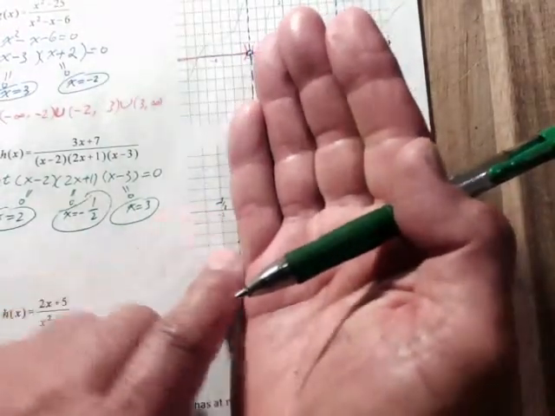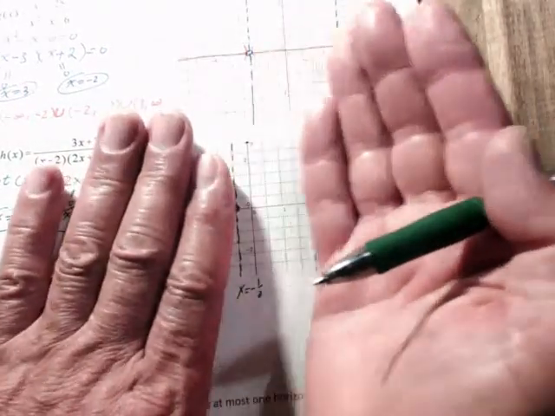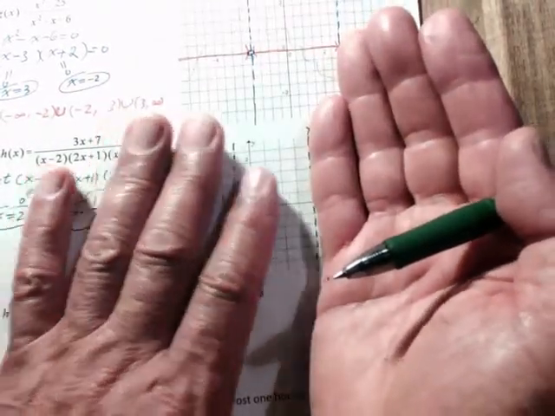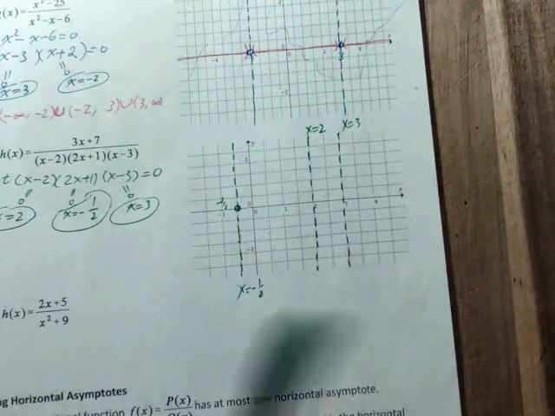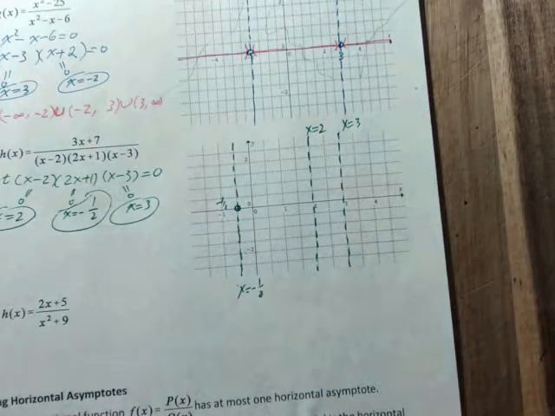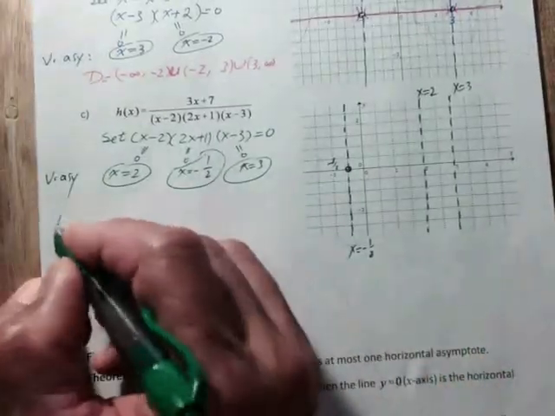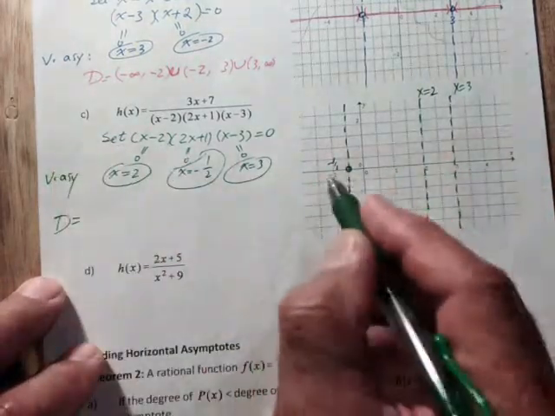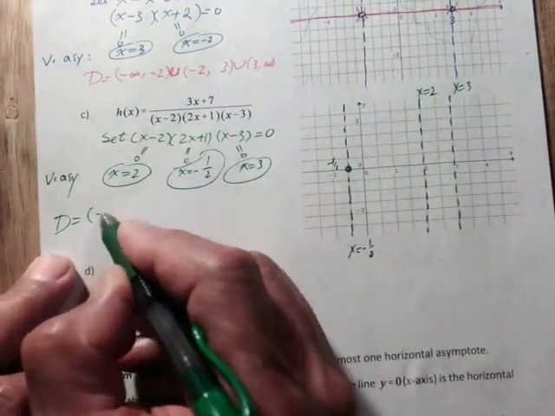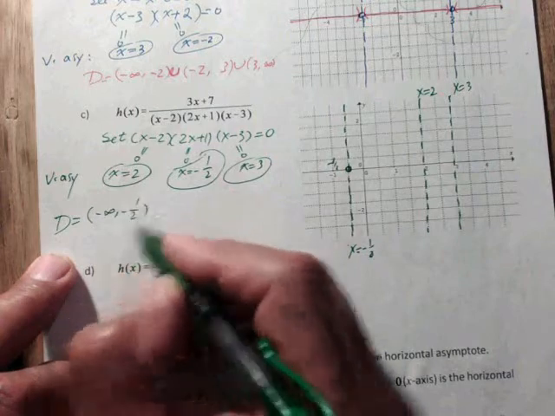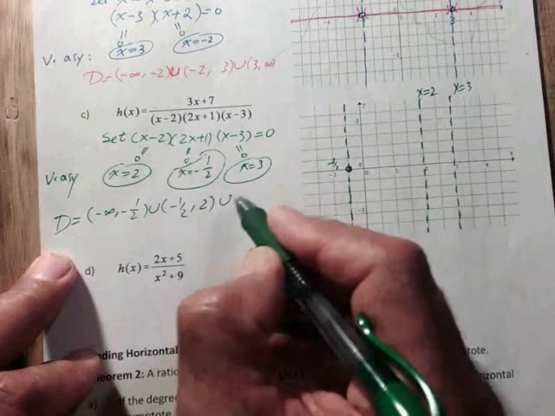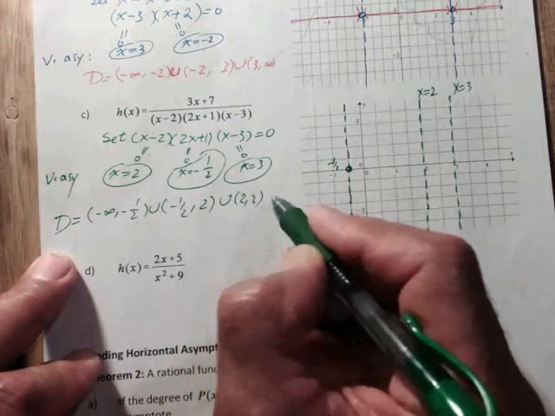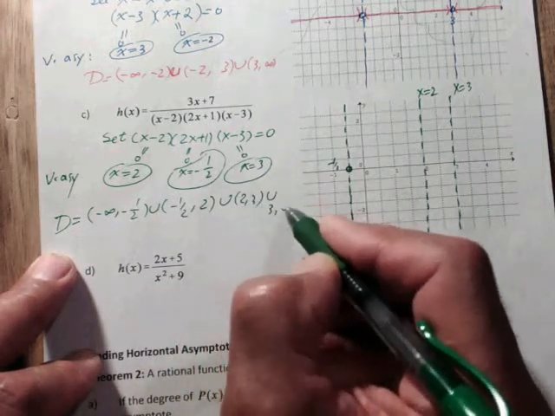Now how many regions do I have? One region to the left side of this line, 1. Another region between these two lines, 2, another region between these two, 3, and another region to the right, 4 regions. So what is the domain? First of all, the domain is every number except these 3. The domain is minus infinity to minus 1/2, union minus 1/2 to 2, union 2 to 3, union 3 to infinity.